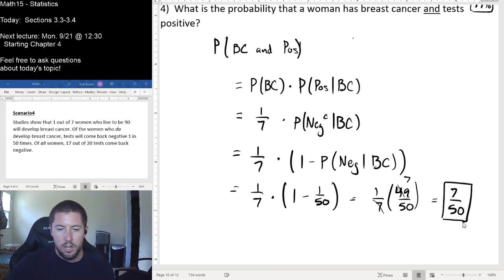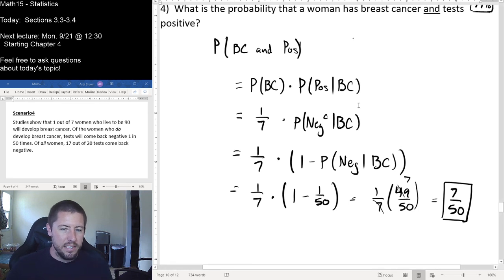So this is saying if you're to draw a random woman and determine if they have breast cancer and a positive test, 7 out of 50 women will have breast cancer with a positive test by the age of 90. So that's 7 out of 50. That's slightly fewer than 7 out of 49.